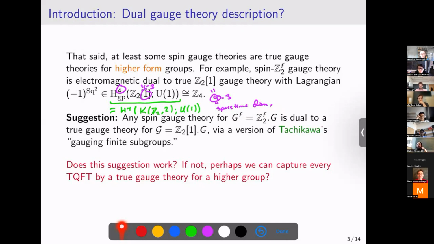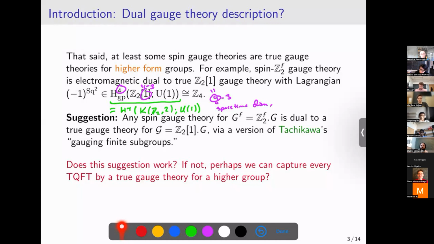Great idea. Yeah. I have a quick question. Is the extension the same between Z2F and then the Z2 bracket 1 if you take the dual? Is it still using the same extension information?